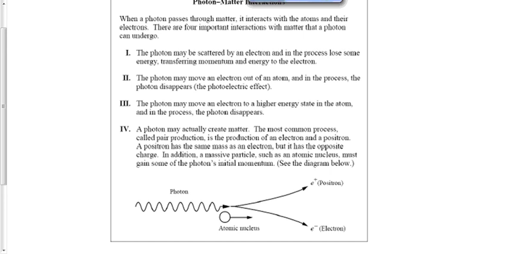Here it's the opposite effect, right? Here we're actually creating the electron and the positron, the production of an electron and positron. A positron has the same mass as an electron, but the opposite charge. In addition, a massive particle such as an atomic nucleus must gain some of the photon's initial momentum. And this is the diagram that we have here. So here's the photon, this little wavy thing here. It hits this atomic nucleus, and this positron and the electron go off like this in different directions.